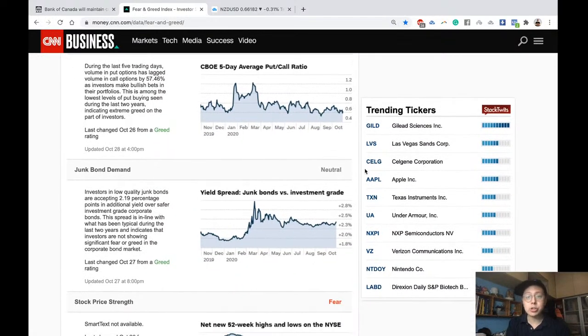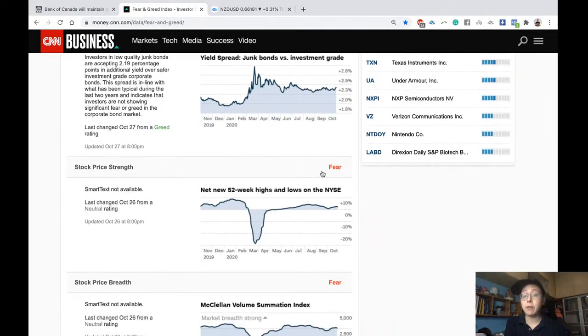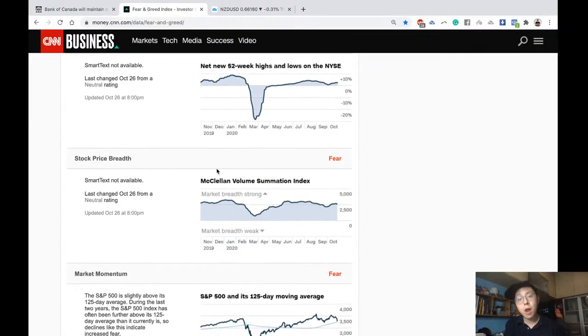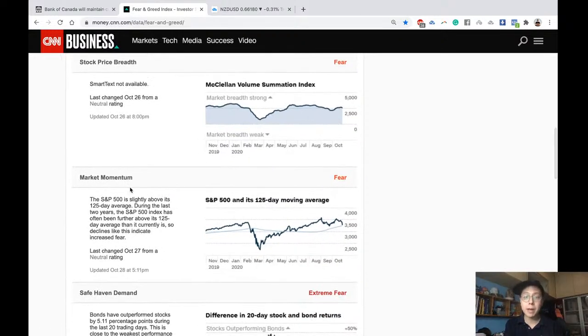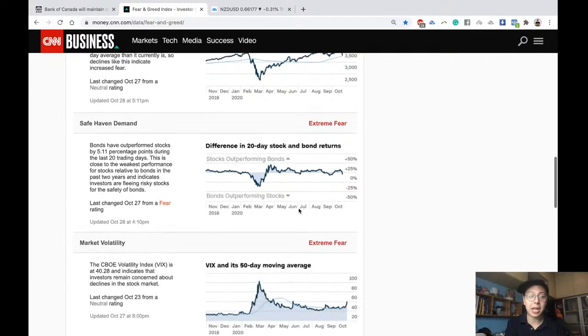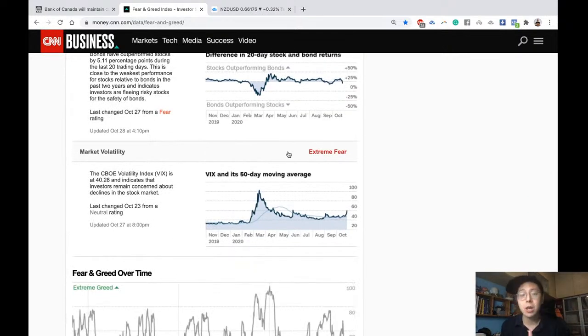Junk bond is neutral, so nothing in the middle. Stock price strength is another indicator, and they say fear. Fear means uncertainty, which means we are in a risk off. Stock price breadth is fear also. Market momentum is fear also. Safe haven demand is extreme fear, and market volatility is extreme fear. Based on these 7 indicators, one is greed, one is neutral, and the rest are all fear or extreme fear. So if you put them together, we are now in risk off mode.